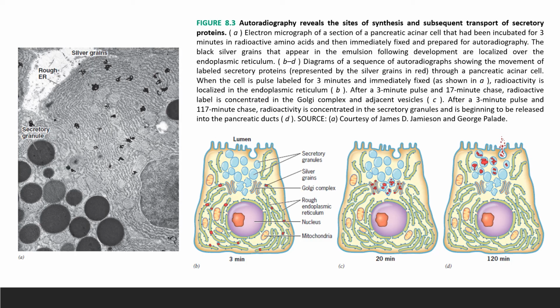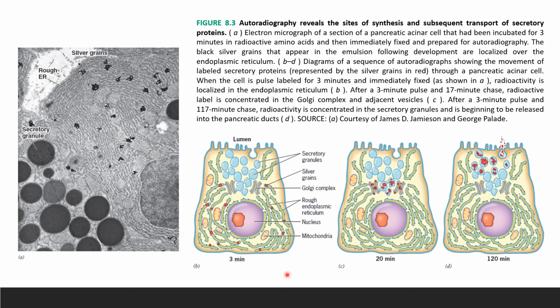So here you will see the representation of the autoradiography that reveals the sites of synthesis and subsequent transport of the secretory proteins. Figure A is the electron micrograph of a section of the pancreatic acinar cell that has been incubated for 3 minutes in radioactive amino acids and then immediately fixed and prepared for autoradiography. The black silver grains that appear in the emulsion following development are localized over the endoplasmic reticulum. So these are the silver grains, and they are found in the rough ER.